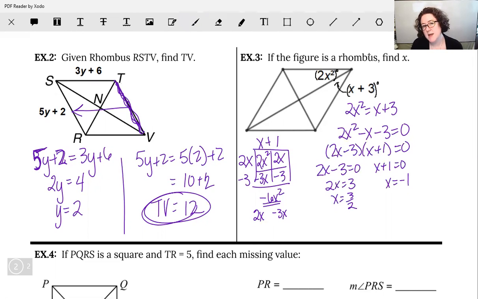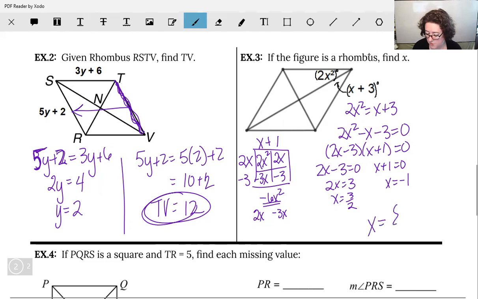And so looking at plugging these back into our expression, either one of these would still make a positive value. If we plug into x squared, anything squared gives us a positive number. If we plug into x plus 3, even the negative 1 plus 3 still gives us a positive 2. So both of those are potential answers. So x equals both negative 1 and 3 halves.